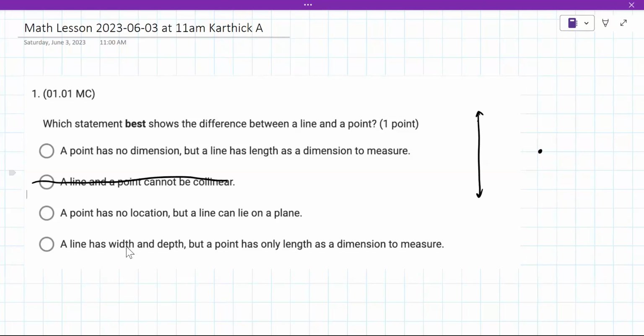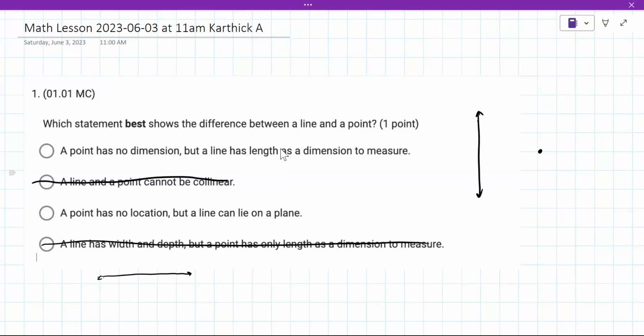A line has width and depth. So that's not true. A line is just moving on in one direction. So that one is also out. The point has no location. See, that's sort of like it is a place. I believe it's one of those undefined terms, but a line can lie on a plane. That is true.